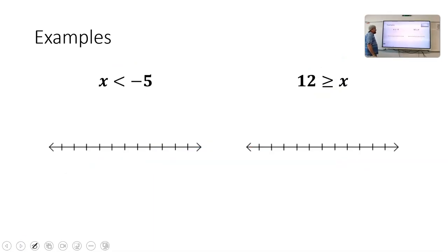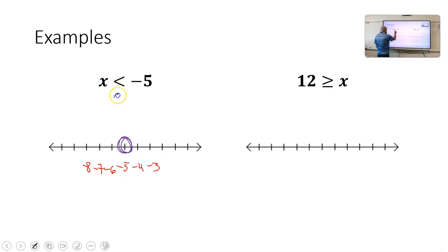All right, x is less than -5. Let's put -5, -4, -3, -6, -7, -8. All right, so the boundary number is at -5, so we're going to circle here. Is it open or closed?